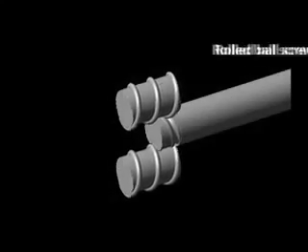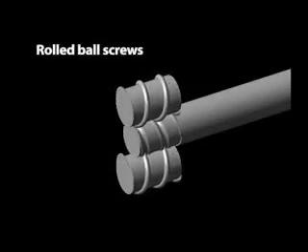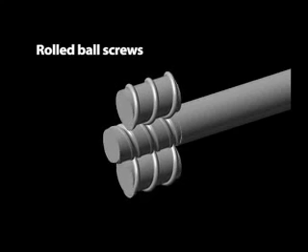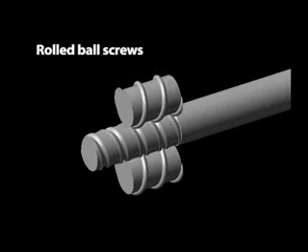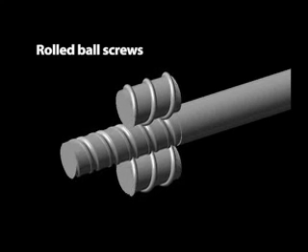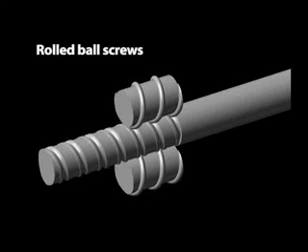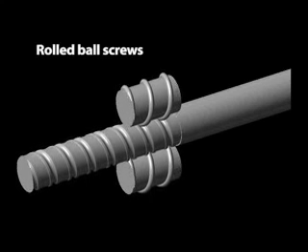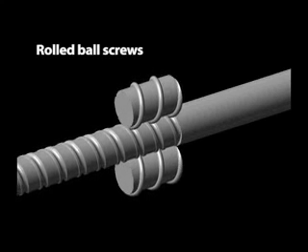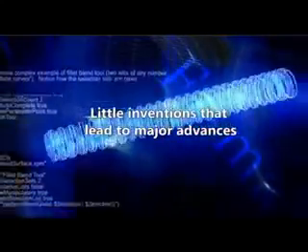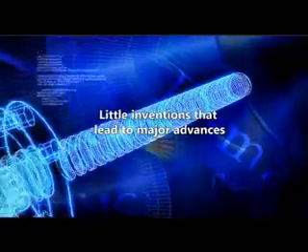In contrast with ground ball screws, roller ball screws are produced by using rollers to create the threads in the screw surface. They are then subjected to heat treatment, polished and assembled. These ball screws are easy to produce, reasonably priced, and can be shipped quickly. Little inventions that lead to major advances. Ball screws.